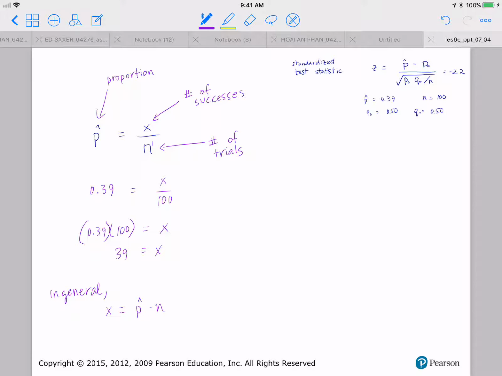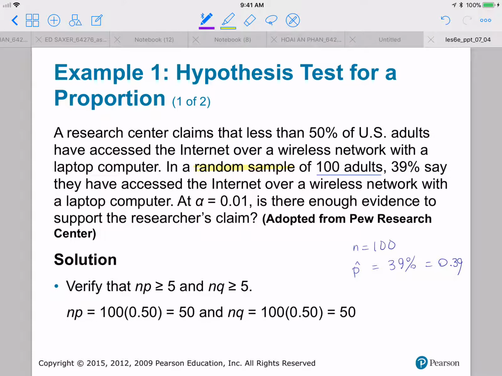Now, if you are, which you should be, using technology, TI-83 or TI-84, you're going to need to input x, you're going to need to input n. You're not going to need to input p hat. So if you're given p hat, you need an n, you need to be able to figure out x. So let's put this down for future reference, that x is going to be equal to 39. And at alpha equals 0.01, is there enough evidence to support the researcher's claim?